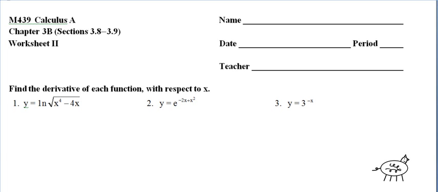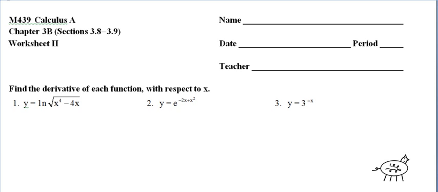This is worksheet 2 in chapter 3B, and I'm just going to do the solution here. One of the things you want to be careful about is to always look to see if you can use your properties of logs to simplify before you even take the derivative, because that will make life a lot easier as opposed to taking the derivative and then having to use the chain rule with the quotient rule, the product rule. If you can actually just use some properties of logs, you could be better off.